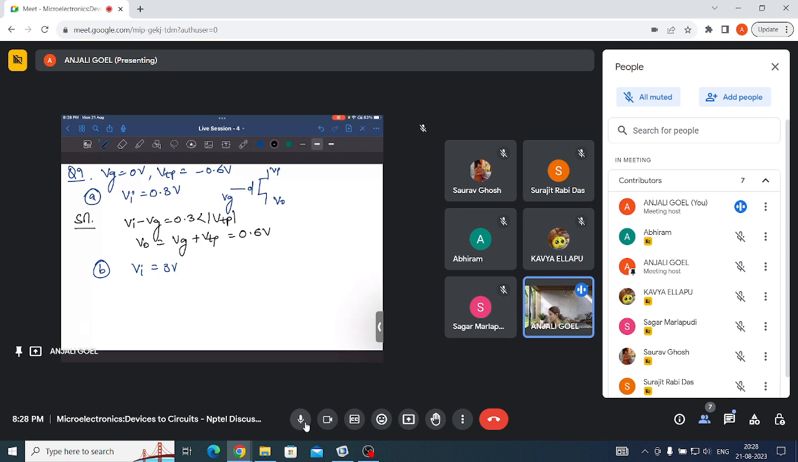Yeah. So now if Vi is equal to 3 volt, what is the value of V output? 3 volt. Yeah, it is 3 volt. Okay.